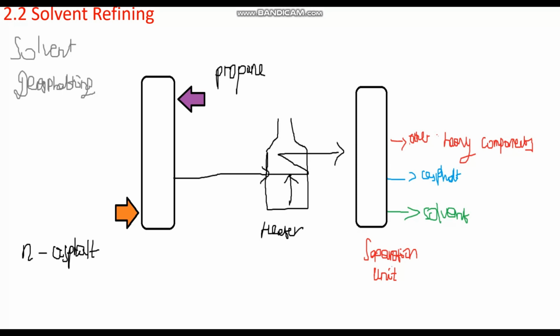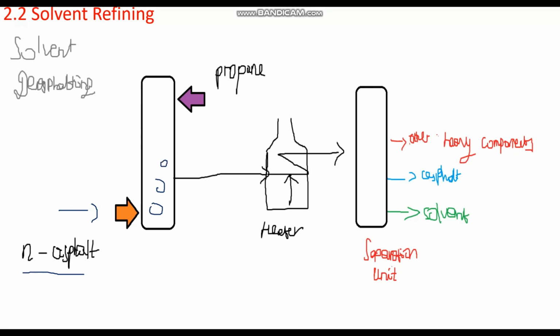The feedstock for solvent deasphalting is usually a heavy or residual oil fraction that comes from the bottom of the crude oil distillation column. This feedstock contains a high concentration of asphaltenes, which are undesirable in downstream processes. So this is our raw material or feedstock entering.